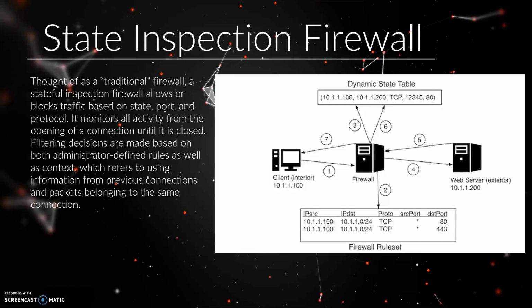So in this example here, we'll go 1 through 7 counterclockwise. At 1, the client is sending a packet through to the firewall. The firewall at 2 then checks the firewall rule set to see if it matches. And then it checks the dynamic state table at 3 at the top, and then it sends it to the web server by allowing it through. Then the web server sends the return message in 5 back to the firewall, and then it checks the dynamic state table at 6, but it doesn't have to check the rule set again because of context, because it's a previous connection. And then it sends it back to the client at 7.